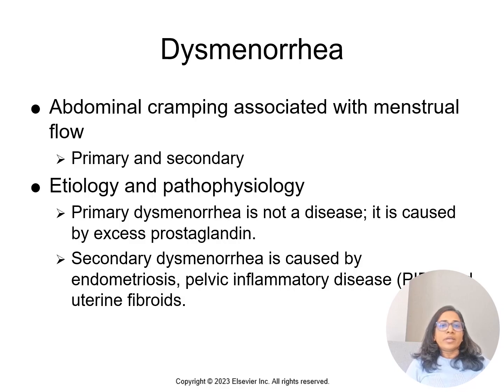Next disorder is dysmenorrhea. Dysmenorrhea is abdominal cramping associated with menstrual flow. It could be primary dysmenorrhea, without a disease process, because of the excessive production of prostaglandin. It could also be secondary dysmenorrhea because of endometriosis, pelvic inflammatory disease, or uterine fibroids.